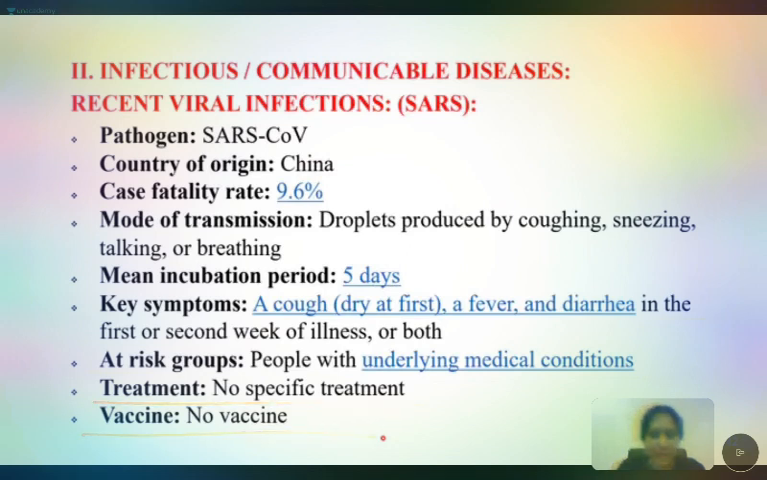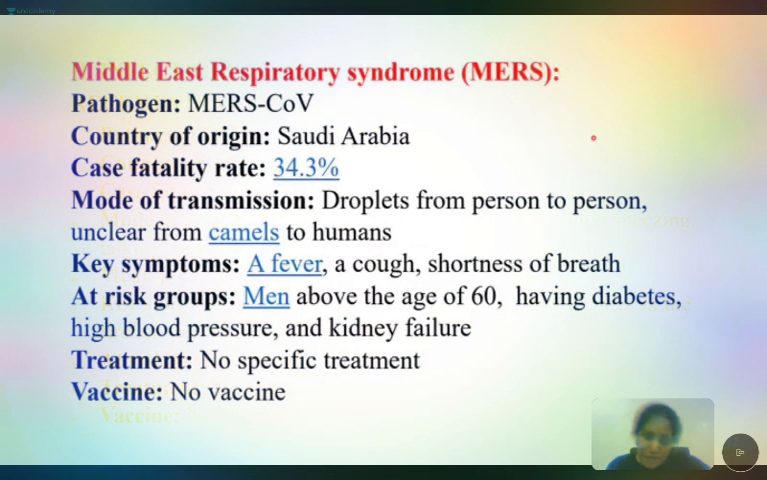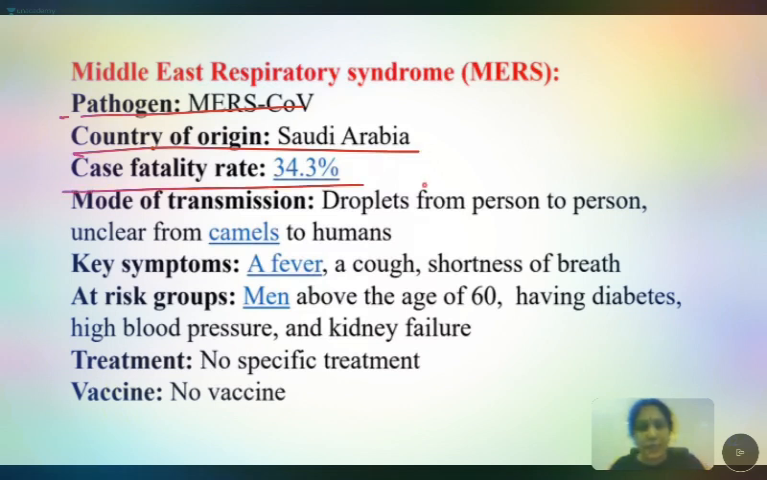Next one, MERS. MERS-CoV, country of origin Saudi Arabia, case fatality rate 34.3%. People died due to that. Very high case fatality rate. Mode of transmission, key symptoms, risk group, treatment and vaccine are the same as SARS. Clear?